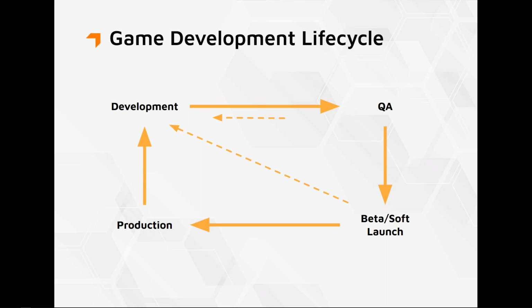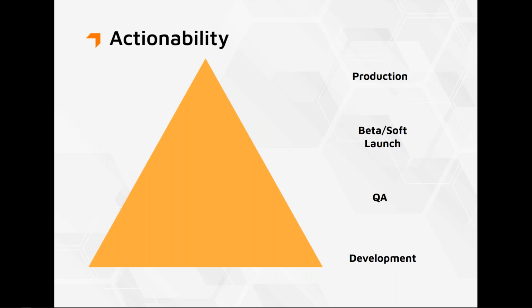It's gone. So this is a very high-level overview of the game development lifecycle. I know studios have different flows depending on their size, titles, etc. But this is a pretty good encapsulation of what's happening. Now, one of the things I like to look at is the actionability. If we know there's an issue, who can do something about it?